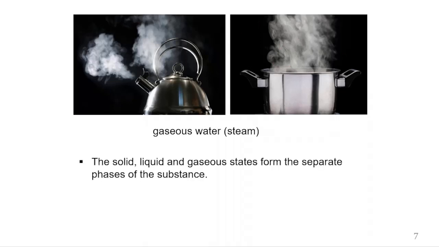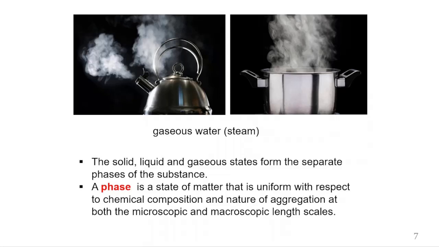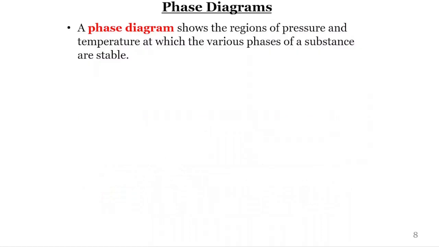So the solid, liquid, and gaseous states form the separate phases of the substance in question. A phase is a state of matter that is uniform with respect to its chemical composition and nature of aggregation, both at the microscopic and macroscopic levels. Let's move on to phase diagrams. A phase diagram shows the regions of pressure and temperature at which the various phases of a substance are stable.